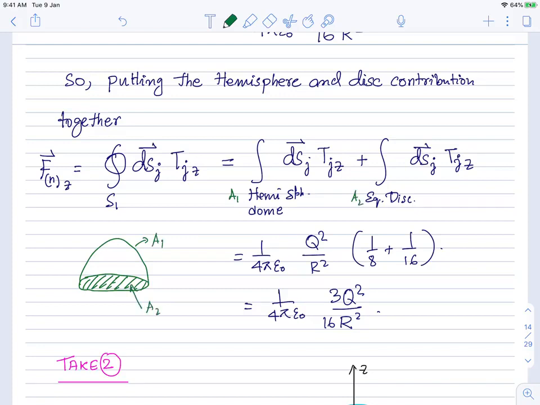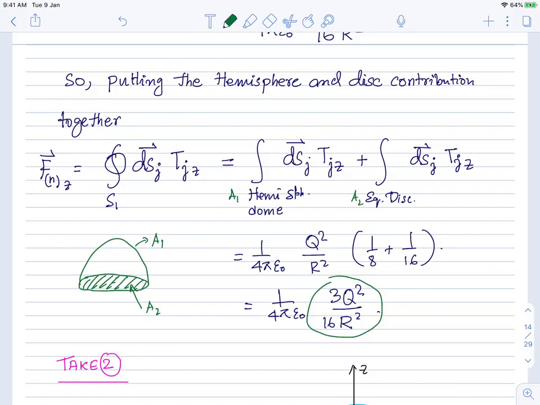We just did these two integrals. One had this 1/8 factor and the other had the 1/16 factor. So overall you'll get a 3/16 factor, q square by r square, this thing. So this is the total force acting on the full northern hemisphere. And as you can see, we didn't need to do a volume integral. Just from the surface, we could figure out what the force on the current configuration inside is.